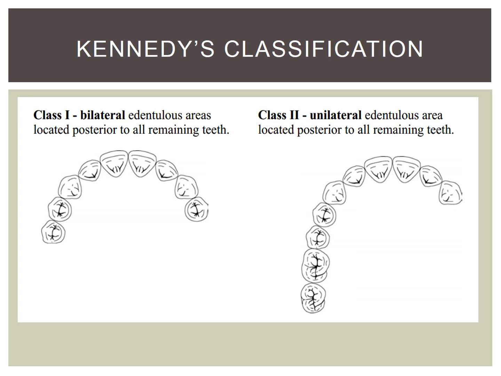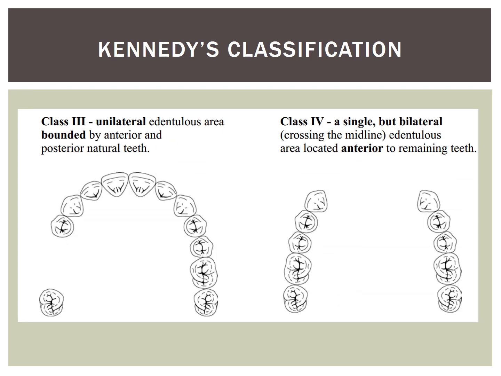As you know, everyone, what is a class 1 and class 2? When all the posterior teeth or bilateral edentulous area located posterior to all the remaining teeth will become a class 1, and if it is a unilateral edentulous area posterior to the remaining teeth, it becomes a class 2. Then a unilateral edentulous area but you have teeth anterior and posterior, that is a class 3, and class 4 is a single but bilateral edentulous area located anterior to the remaining teeth that crosses the midline, so that becomes a class 4.